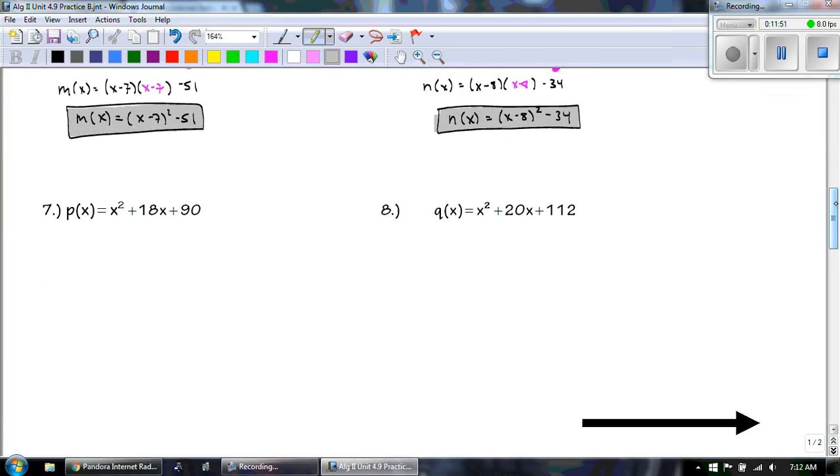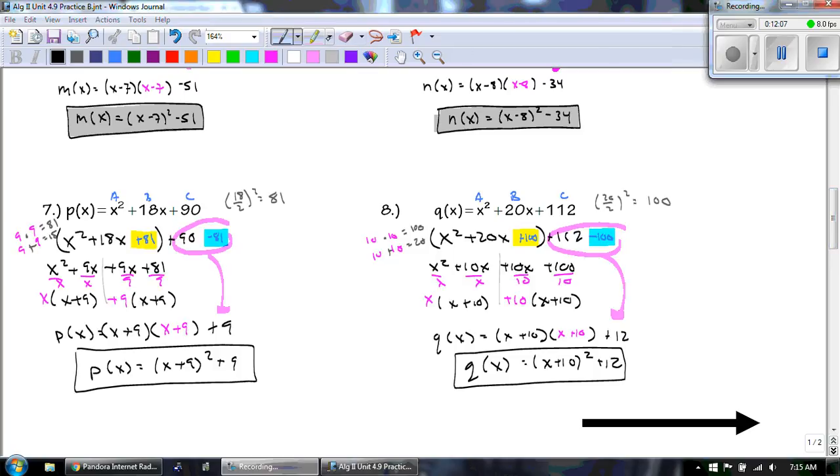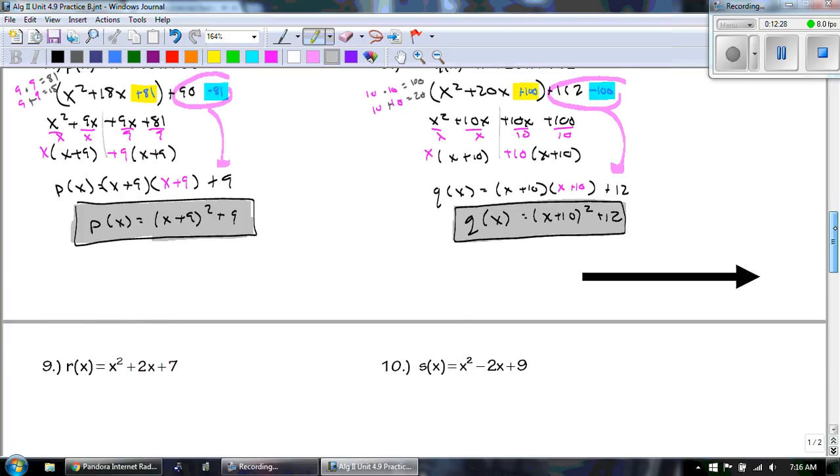All right, guys, number 7 and number 8, you're on your own. So go ahead and pause the video and then do both of those. Good luck. Okay, and then your final answers, number 7, you should have gotten p of x equals x plus 9 quantity squared plus 9. And number 8, q of x equals x plus 10 quantity squared plus 2. All right, go ahead and flip it over.